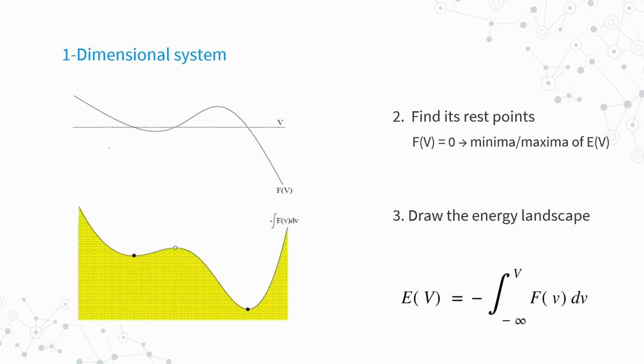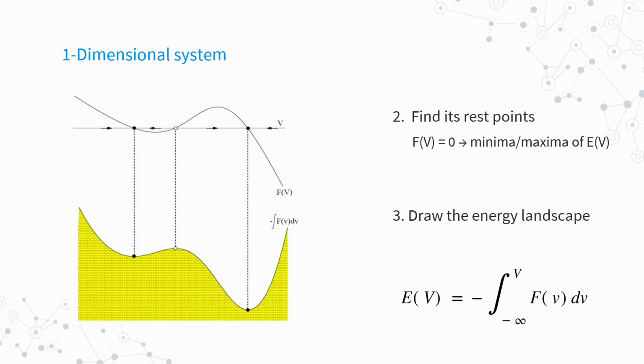For a better visualization, let's have a look at the energy landscape. The zeros of f of v, either with a negative or positive slope, correspond to minima and maxima of E of v respectively. These are the only points where a ball, for example, does not move at all, as we can see here in the case of a fixed point with a negative slope. So for now we can conclude when v is exactly here, v would stay there forever.